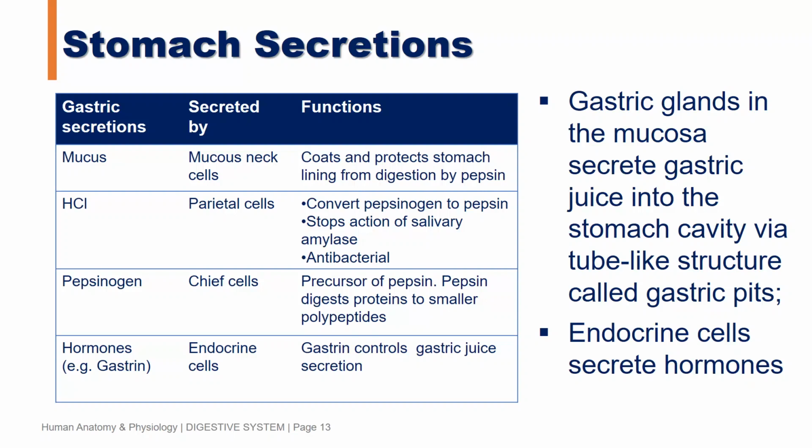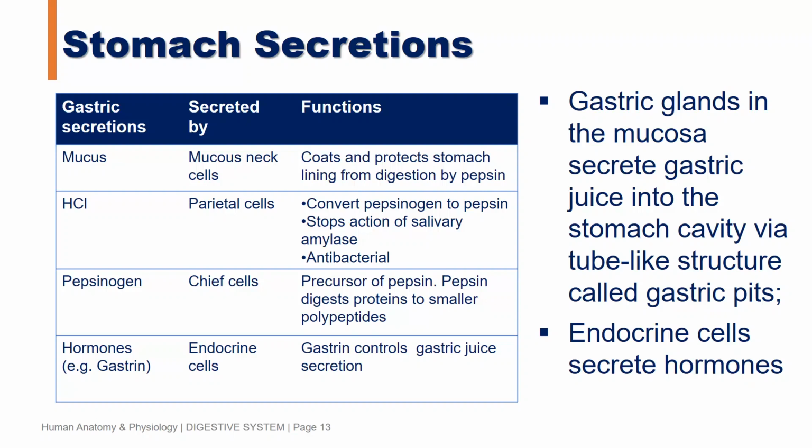So, you have your mucus secreted by the mucous neck cells. What it does is coat and protect the stomach lining from digestion by pepsin. And then you have hydrochloric acid inside your stomach secreted by parietal cells, which converts pepsinogen to pepsin, stops the action of the salivary amylase, and is antibacterial. Next, you have pepsinogen secreted by the chief cells, the precursor of pepsin, and pepsin digests proteins to smaller polypeptides.